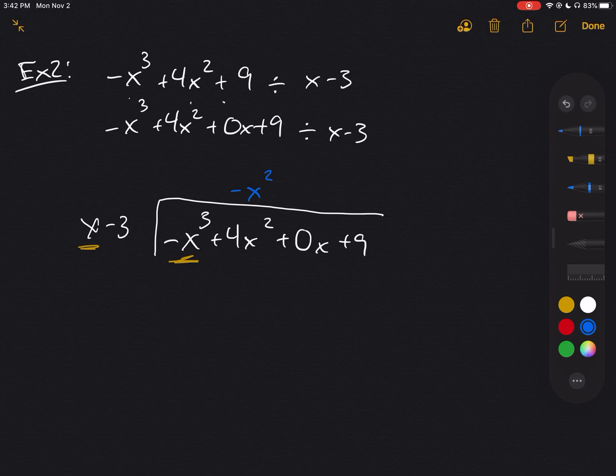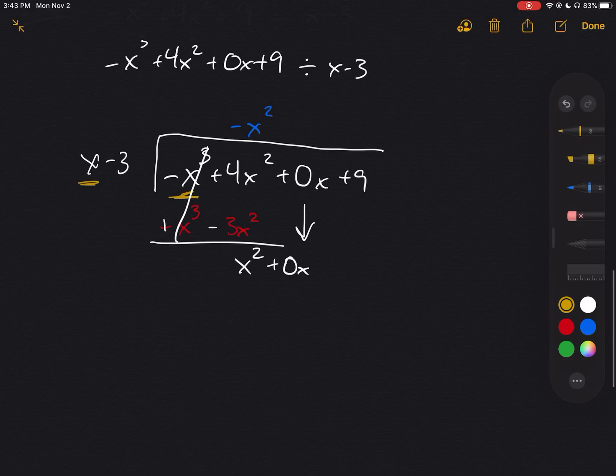So negative x squared times x is going to be negative x cubed, and negative x squared times negative 3 is positive 3x squared, and then we want to change the sign on both of them and add down, so that cancels out my x cubes. Right? Then I'm left with a positive x squared, and I bring down the next term, which is 0x. Okay? So since I've got rid of the x cubes, now I'm looking at the x squared. What do I have to multiply x by to get x squared? Well, I just have to multiply it by an x. That one's pretty easy.